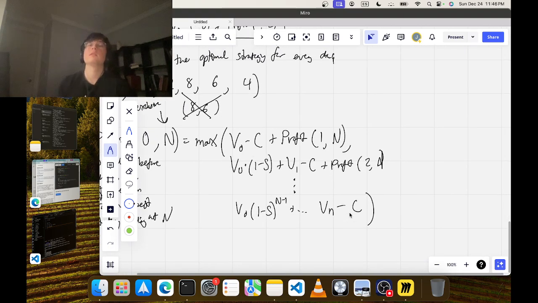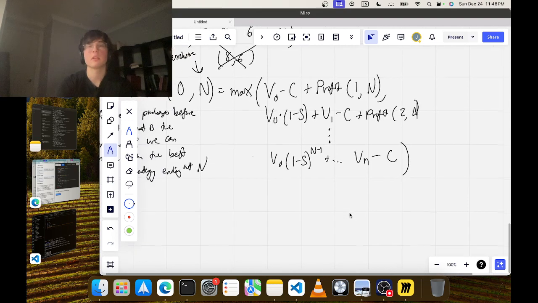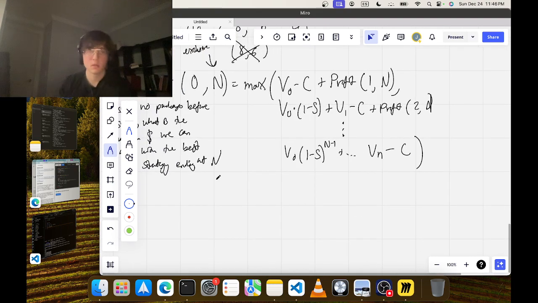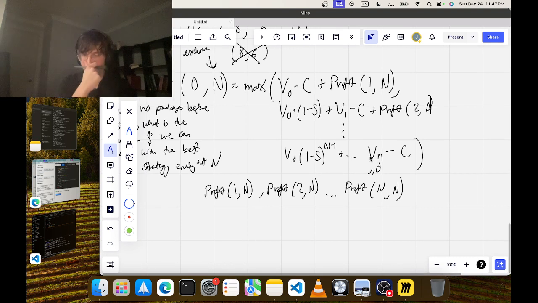So now you might ask yourself, okay, which profits do we actually need to know to calculate this expression? Well, I can tell you, it's profit 1 to n, profit 2 to n, dot dot dot, profit n to n, right? Which is, I think this one's 0 because the numbers are the same, probably.